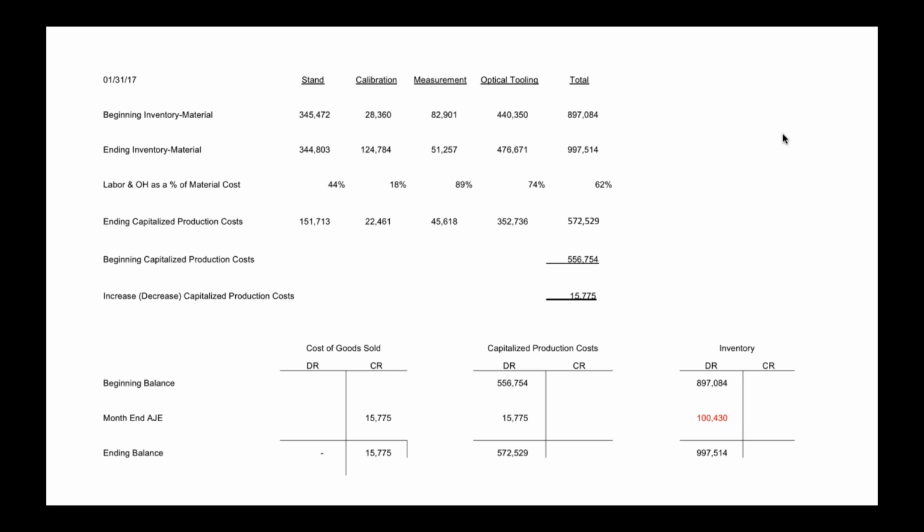Currently, we only have $556,754 capitalized production costs on the balance sheet. So we have to debit capitalized production costs $15,775, and we credit cost of goods sold for $15,775, and at the end of January, we now have a proper valuation of inventory, and you would repeat this month by month.